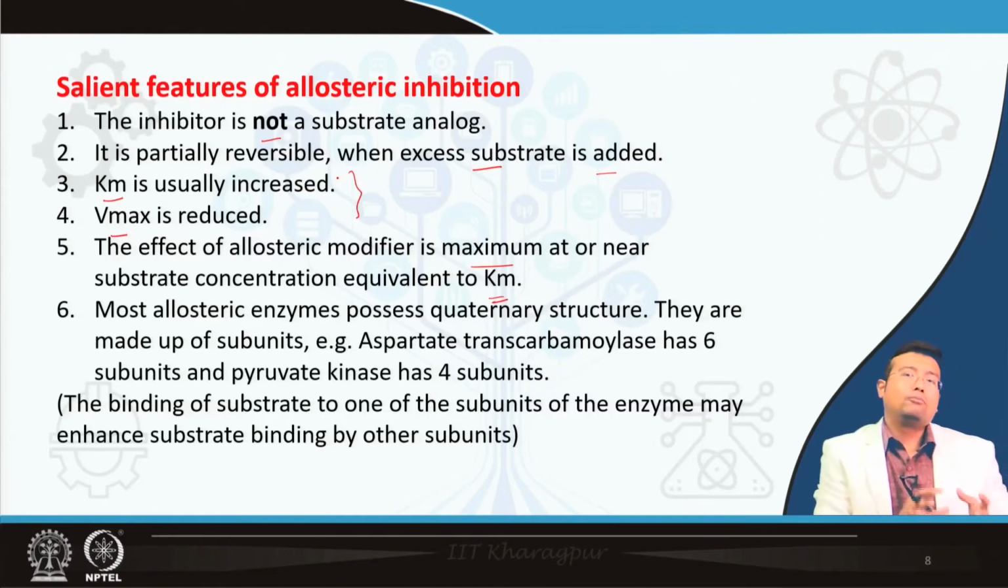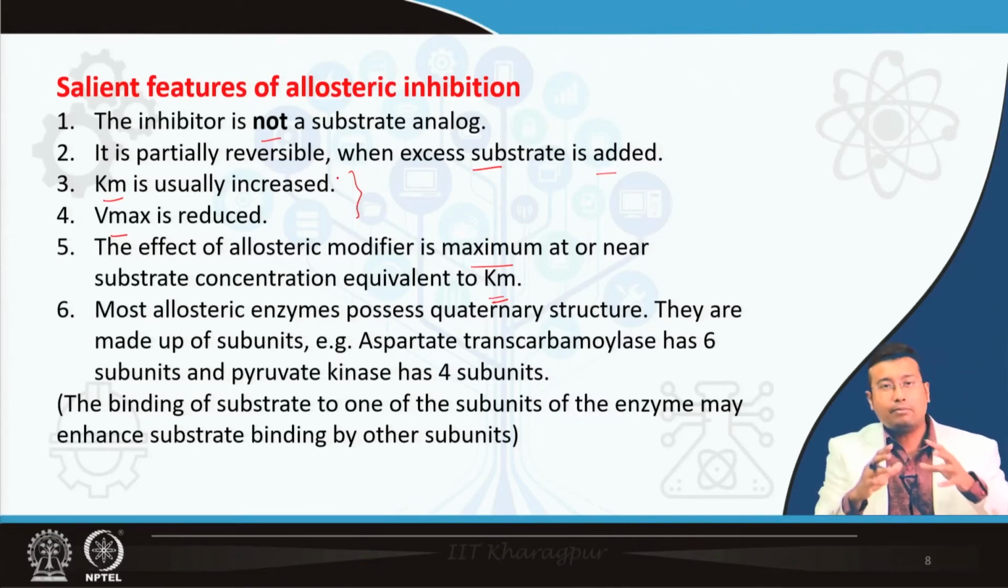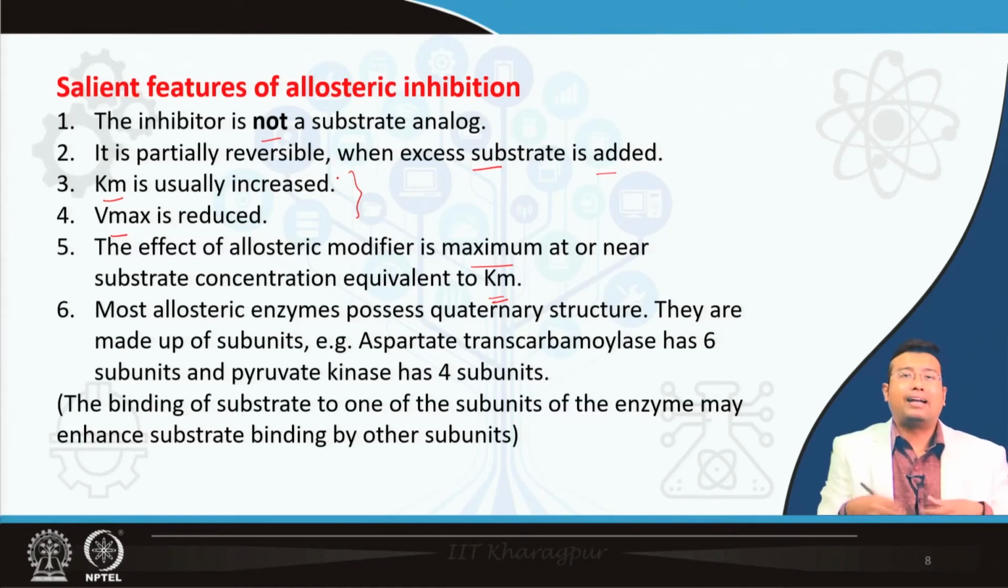Now, one more important thing about allosteric enzymes is that they are multi-subunit in nature. A few enzymes have multiple subunits, and generally the binding of one substrate facilitates the binding of other subunits to a reactant or substrate, right. For example, aspartate transcarbamylase has 6 subunits, pyruvate kinase has 4 subunits.